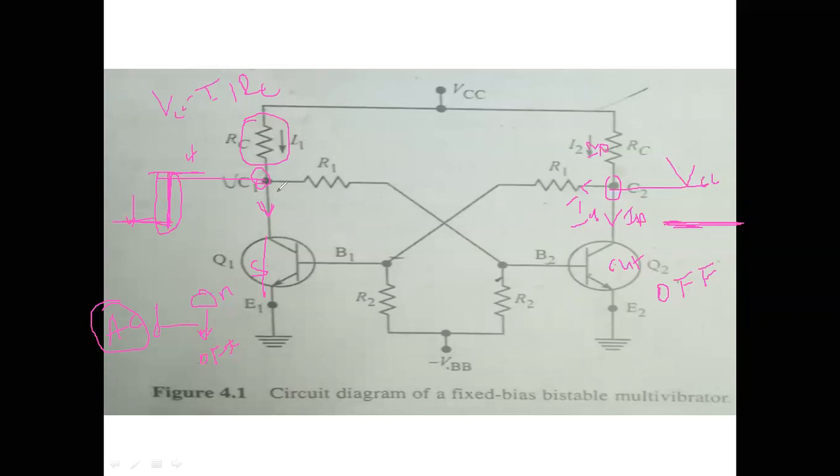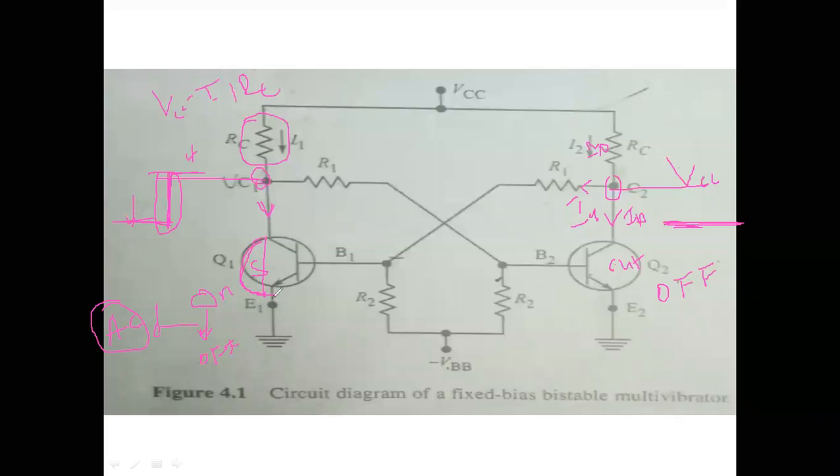Here the maximum current is flowing. This is an on transistor, therefore maximum current is flowing, and therefore this drop will be very large, since it is in saturation. Ideally we may take it as a short circuit. Practically, the voltage across it is VCE sat.